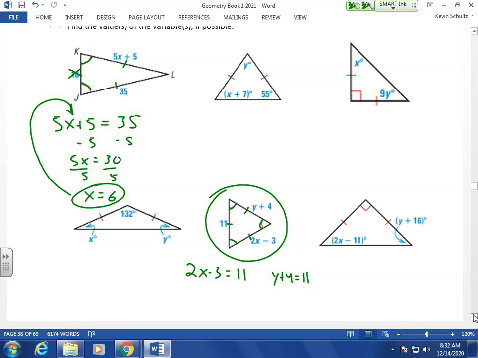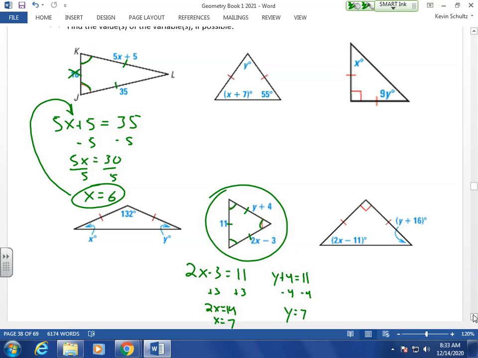So I can add 3 here. 2x equals 14. Divided by 2, x equals 7. Subtract 4 here. Turns out that y is 7 as well. Will that always be the case in an equilateral triangle? If you have 2 variables, will they always be the same? No. The side lengths will always be the same, right? But the variables wouldn't necessarily be.